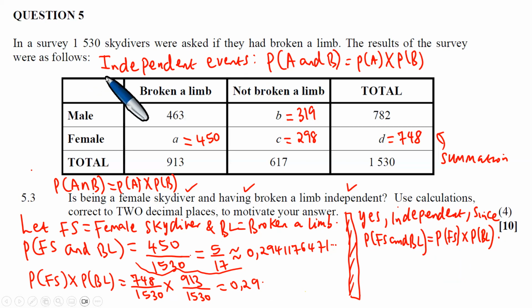So we have discussed what independent events are in probability. It is when the probability of A and B equals the probability of A times the probability of B. What are mutually exclusive events? I'm going to speak about mutually exclusive events, complementary events, and other types of events. But first, let's look at the next question.